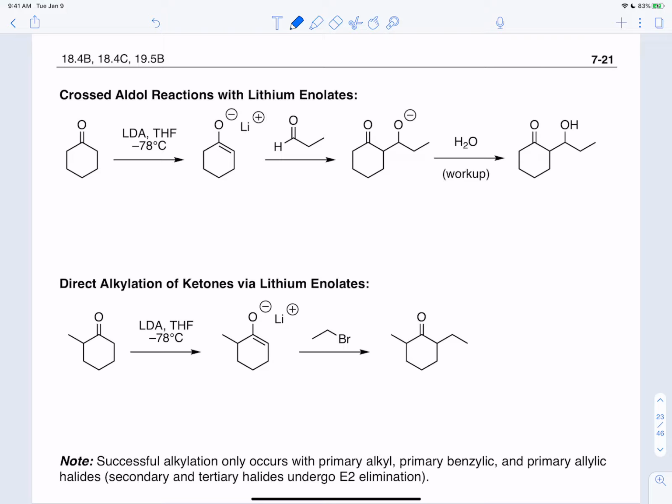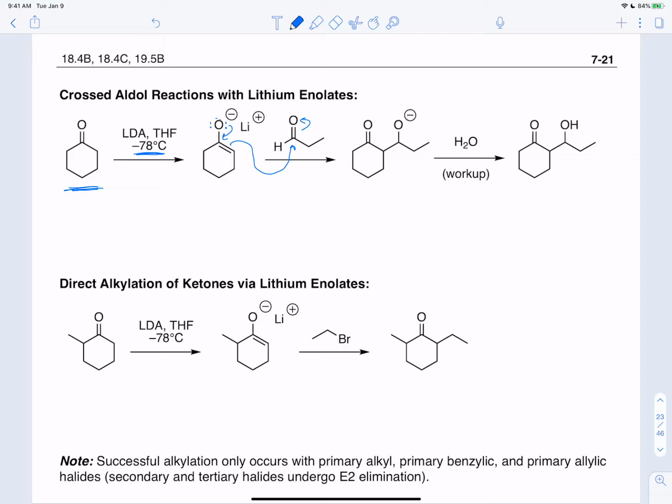So if we wanted to react something like this cyclohexanone, we add LDA. Again, these are usually done at low temperature. Minus 78 is the temperature if you add dry ice to acetone, and it's very commonly used in organic chemistry. We make our lithium enolate. And after this forms, we can then, in a second step, add in our aldehyde.